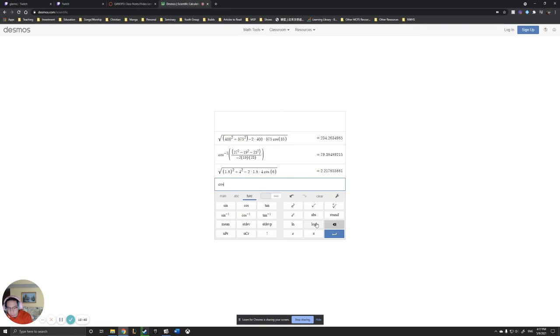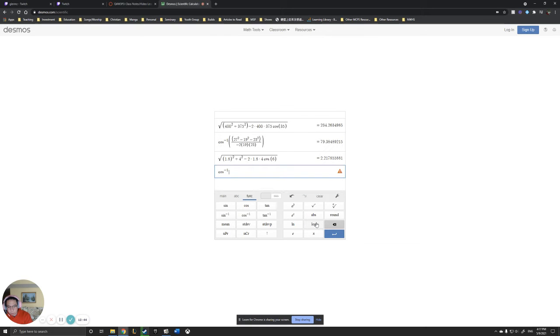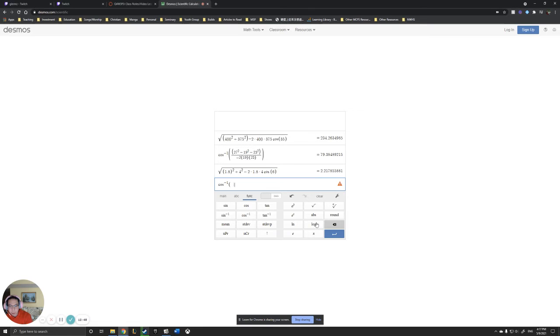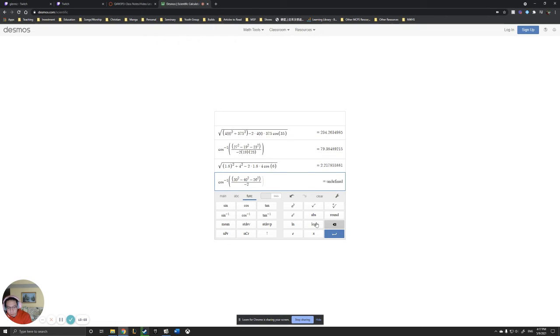Inverse cosine, let's see if this actually works. 30, 40, 56. That's divided by negative 2 times 30 times 56.